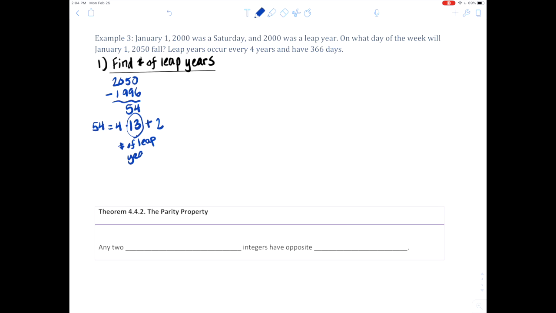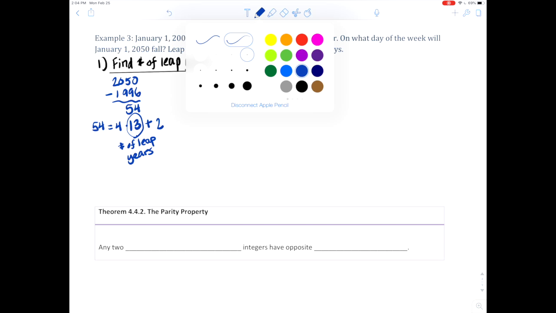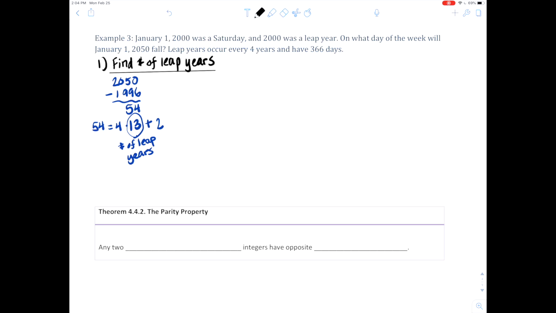And if you include the year 2000 and you count up to 2050. Or you could have just counted every 4, whatever you want to do. All right, so next up, we need to figure out what? Well, we probably want to find the number of days, right?